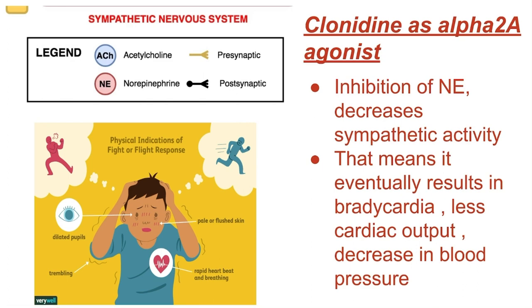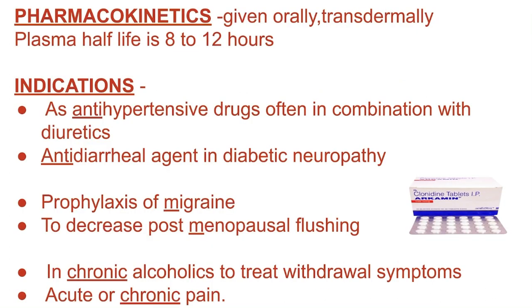So this means eventually it results in bradycardia, less cardiac output, decrease in the PP because of the decrease in the sympathetic activity. Because sympathetic activity is responsible for rapid heart rate and breathing, prolonged use of clonidine results in bradycardia, less cardiac output, less blood pressure. So the pharmacokinetics: this is given orally or transdermally, and the half-life is 8 to 12 hours.